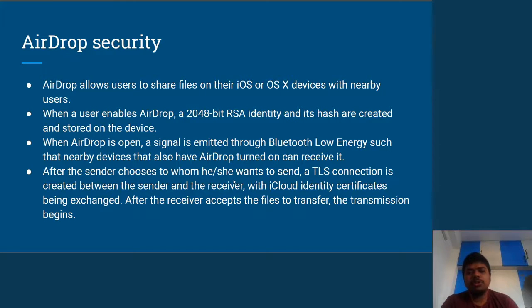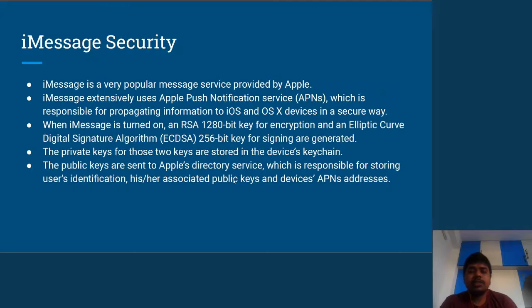AirDrop security. AirDrop is used to share files on iOS devices with nearby users. When a user enables AirDrop, an RSA key and its hash are stored on the device. When AirDrop is opened, a signal is emitted through Bluetooth Low Energy, and other devices with AirDrop turned on can receive it. The sender can choose which device to send to and establish a TLS connection to it, and exchange iCloud identity certificates. After the receiver accepts the file transfer, the transmission begins.